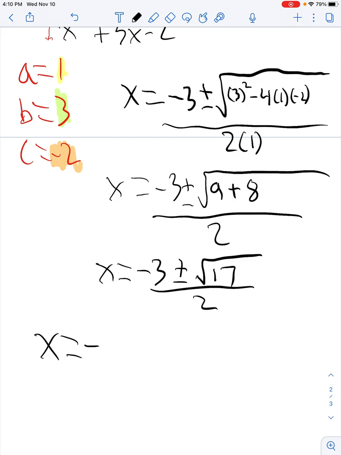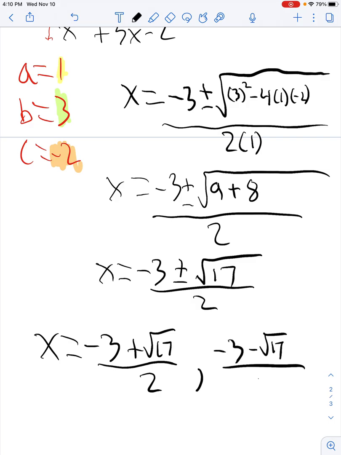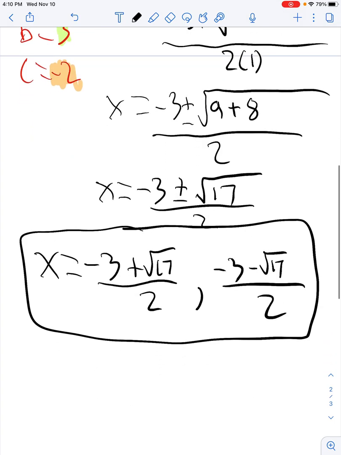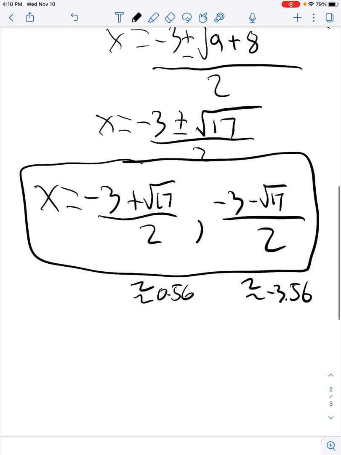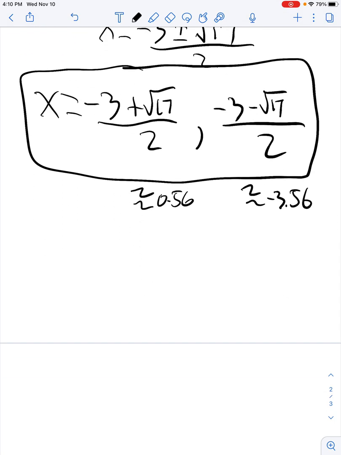That's about as far as I can go, but I can split it up. I can say x equals negative 3 plus square root 17 over 2, and x equals negative 3 minus square root 17 over 2. Those are my two solutions. They're approximately 0.56 and approximately negative 3.56. So we had two solutions in that one.